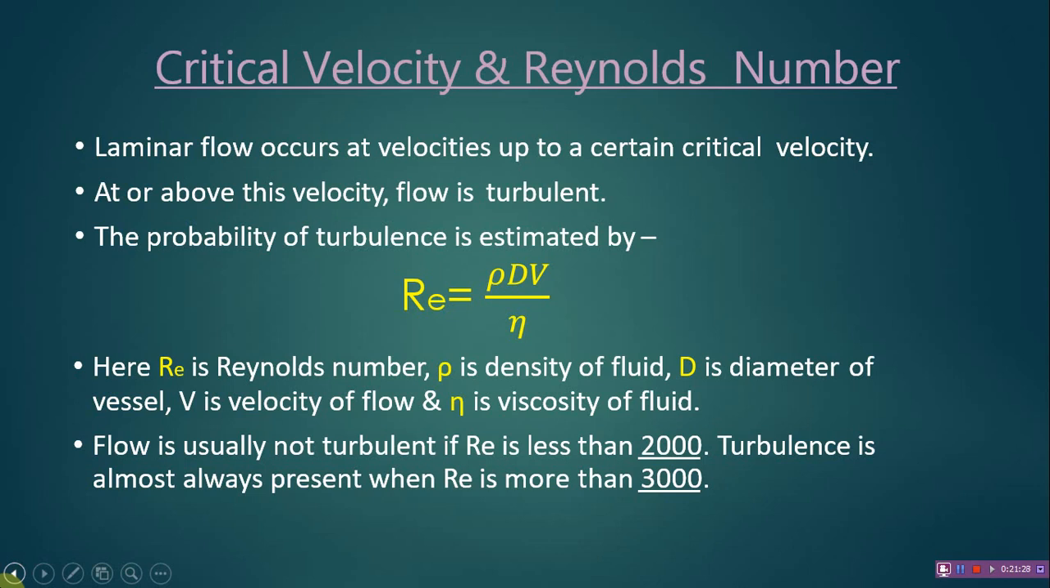Now from this equation, if the Reynolds number is less than 2000, the flow is usually not turbulent, but turbulence will almost always be present when the Reynolds number is more than 3000. High fluid densities, large tube diameters, high flow velocities and low fluid viscosities predispose to turbulence. We can see this from the equation.